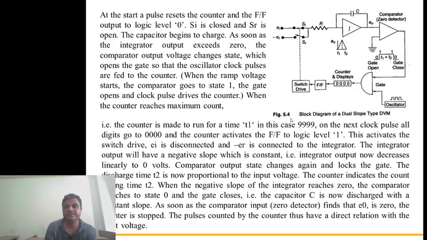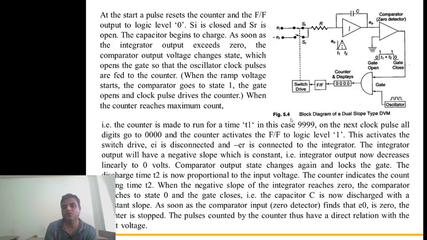EI is disconnected, and minus ER is connected to the integrator. The integrator output will have a negative slope, which is constant. That is, the integrator output now decreases linearly to 0 volts. The comparator output state changes again and clocks the gate. The discharge time T2 is now proportional to the input voltage. The counter indicates the count during the time T2.